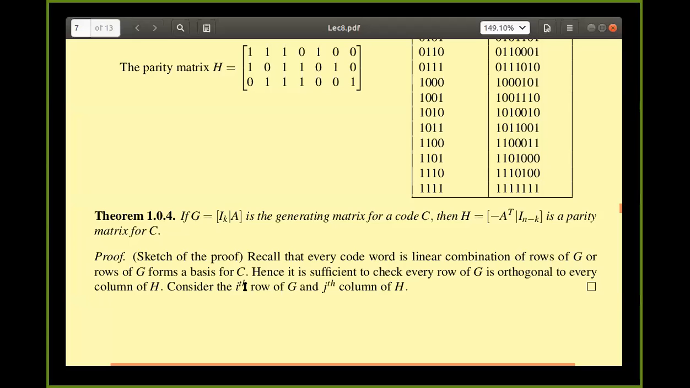It will be 0, 0, 1 at the ith place, then zeros, and then the elements of A. What is the ith row of A? How does it look, in a general matrix? Can you tell me? But remember that you need to start from which column.